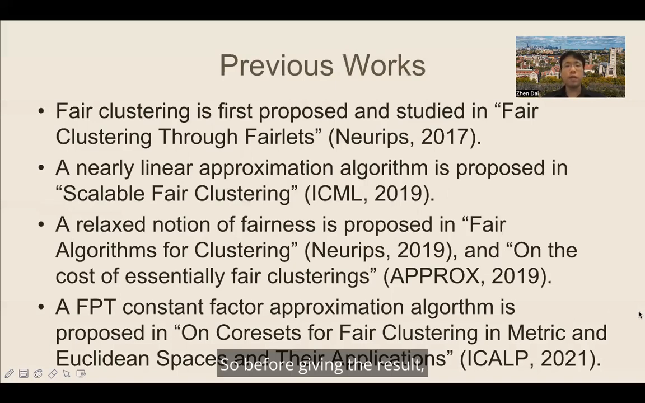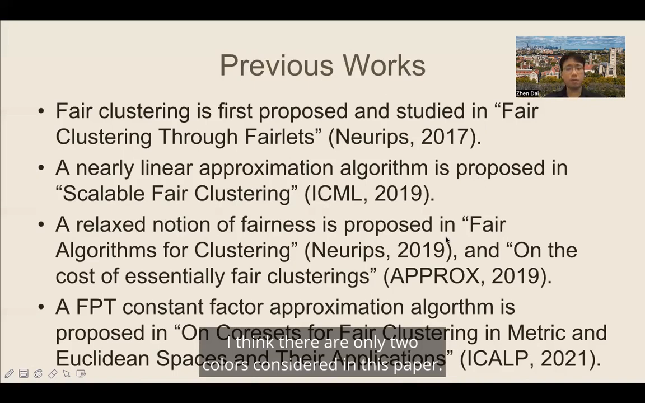Before giving the result, let me mention some previous works on this problem. The first paper on fair clustering is the Fair Clustering Through Fairlets paper. And later on, there are some other papers which study the definition of fairness proposed in this paper. For instance, later there is a near linear approximation algorithm proposed in the scalable fair clustering paper. And in this case, I think there are only 2 colors considered in this paper. And later on, a relaxed version of fairness is proposed in some other papers.